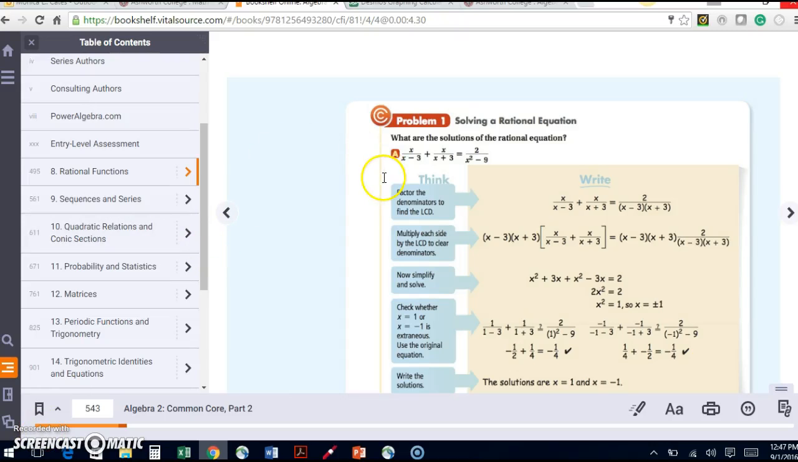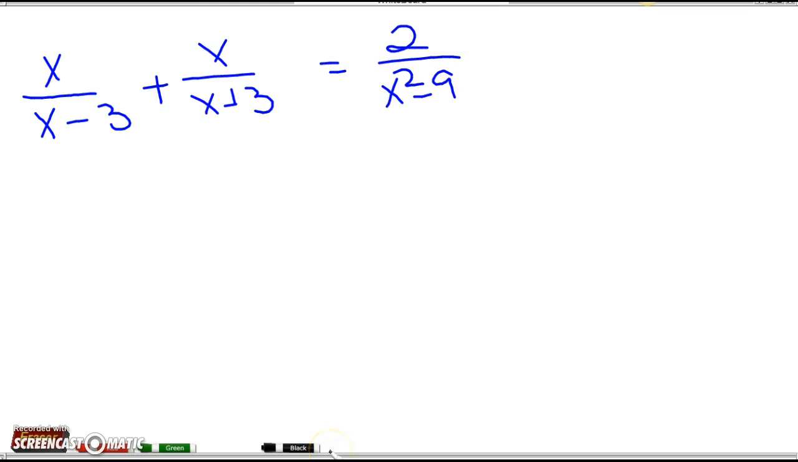Okay, let's take a look at problem number 1, solving rational equations. What are the solutions of the rational equation? So I have x over x minus 1 plus x over x plus 3 equals 2 over x squared minus x. So I'm bringing here my whiteboard.